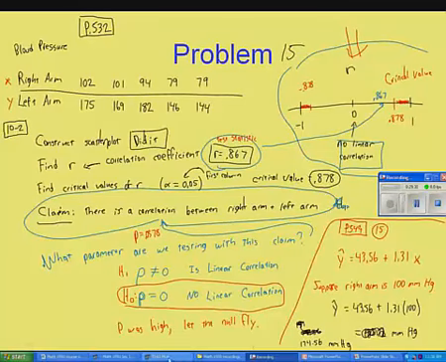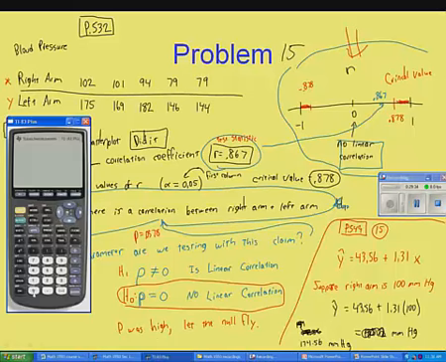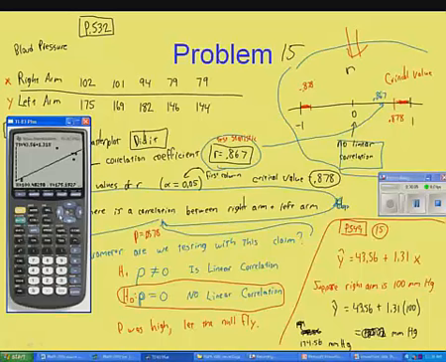Let me go back to the calculator and just show this to you. Remember we graphed this equation? 43.56 plus 1.31x. Here's something cool you can do. You have the graph. You know how trace you can move on the data? You can also move on the curve with the trace button until you get to about 100. So there's around 100. We're at about 175.